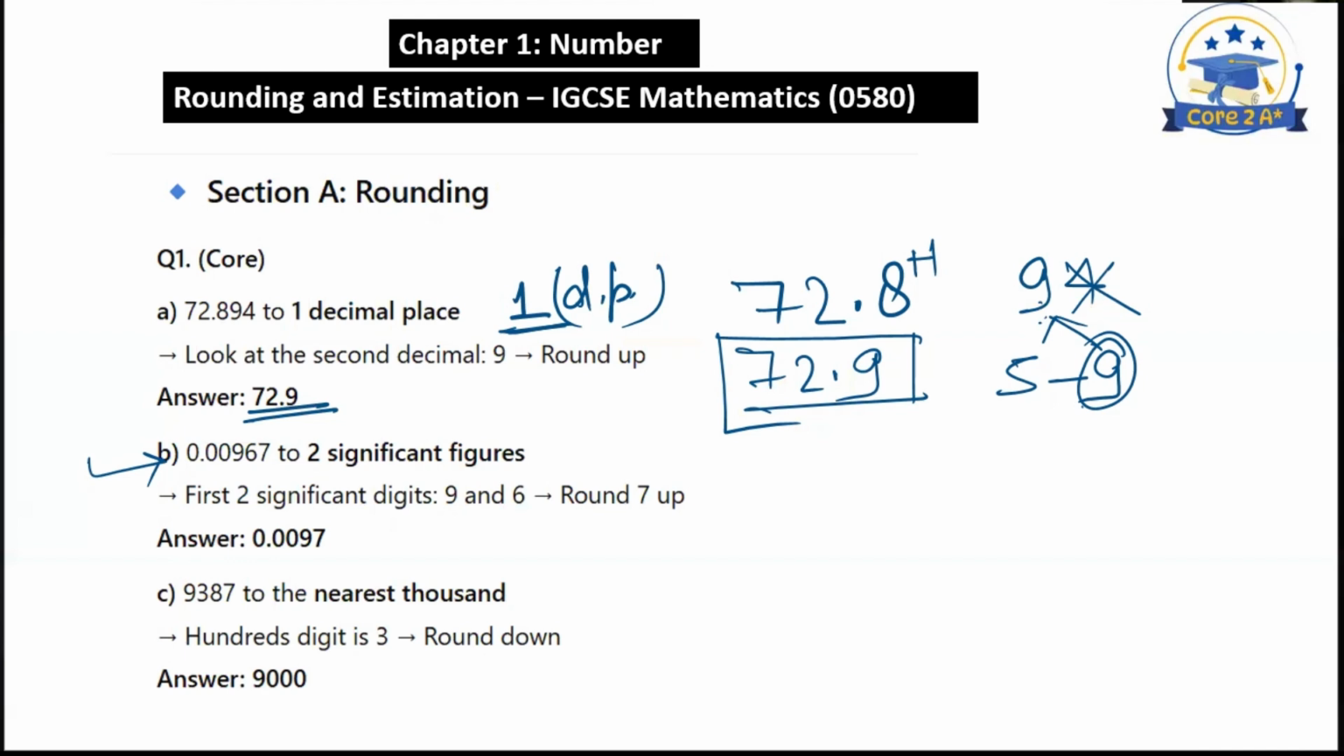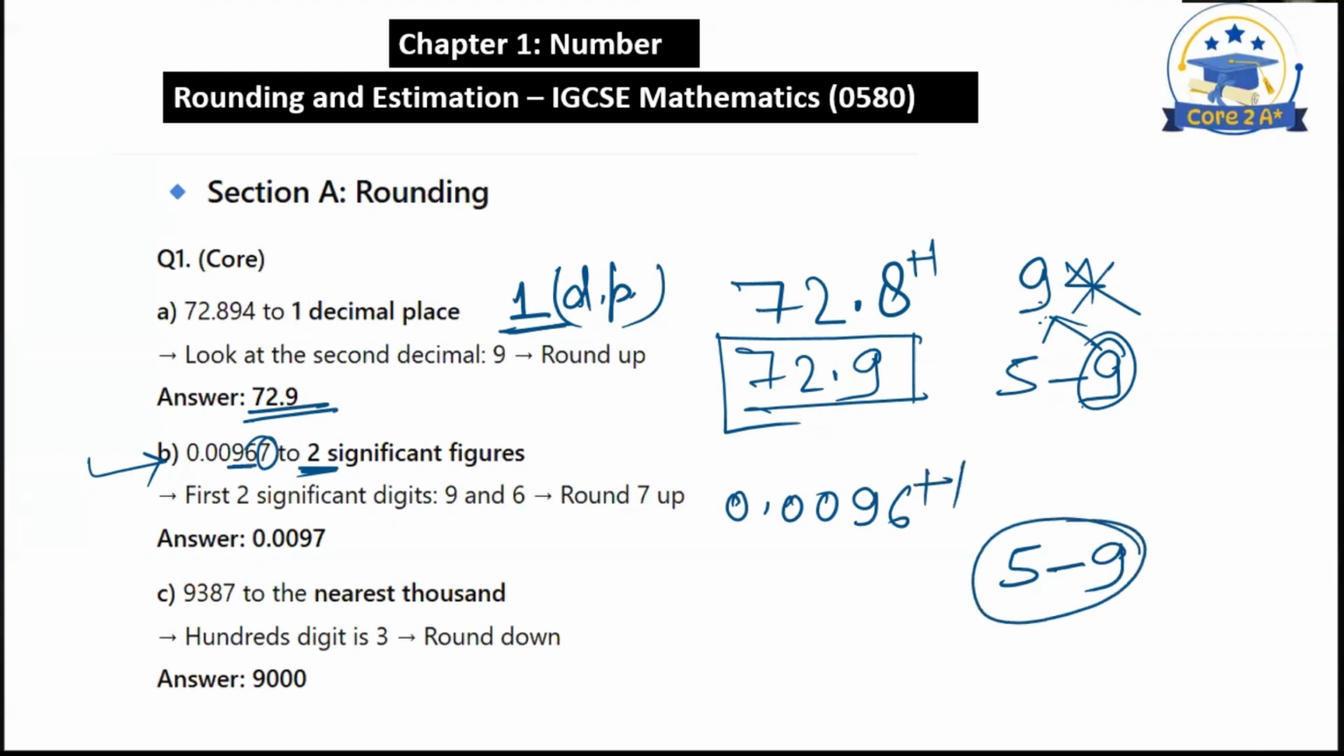And the second question, 0.00967 to 2 significant figures. Except the zeros, you have to count 2 non-zero numbers. So just write 0.00, then two numbers, 9, 6. But the third one lies from 5 to 9, so obviously we have to add 1. 0.0096 plus 1, how much is it? 7. So the answer is 0.0097.